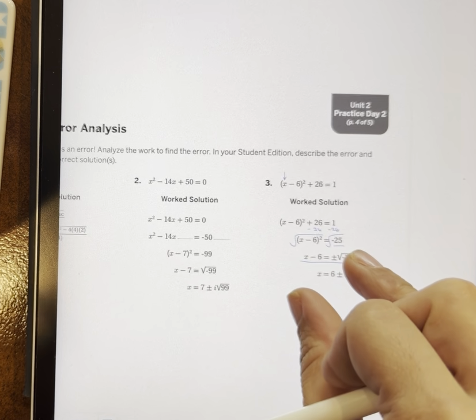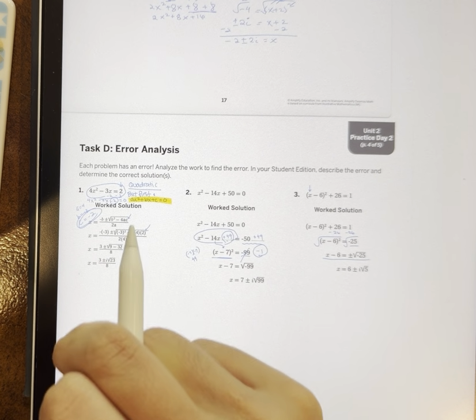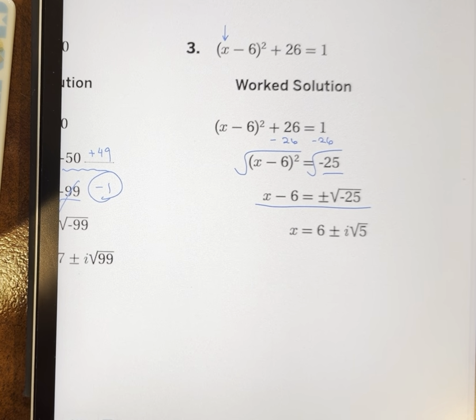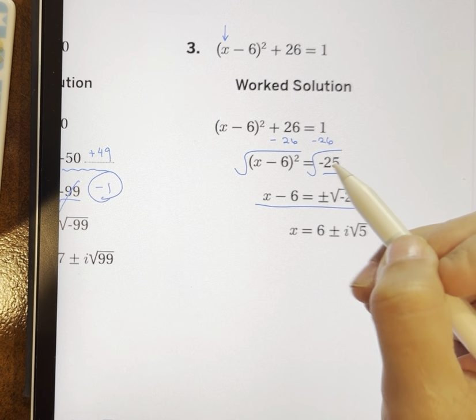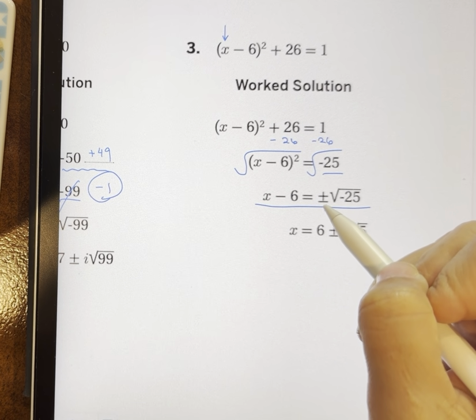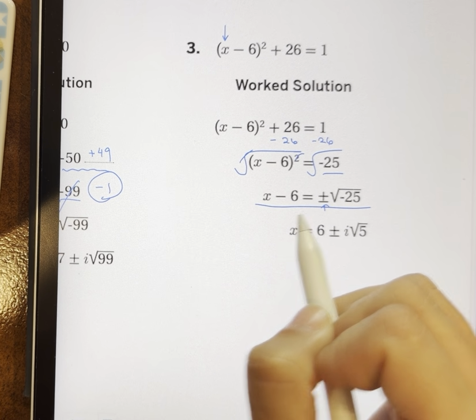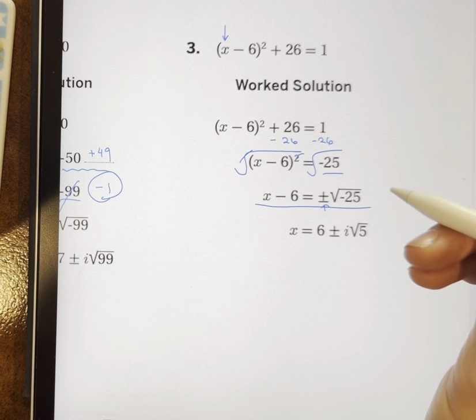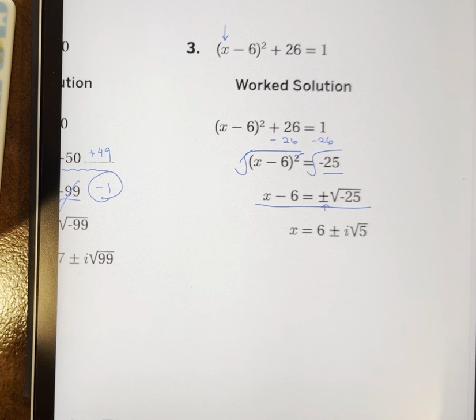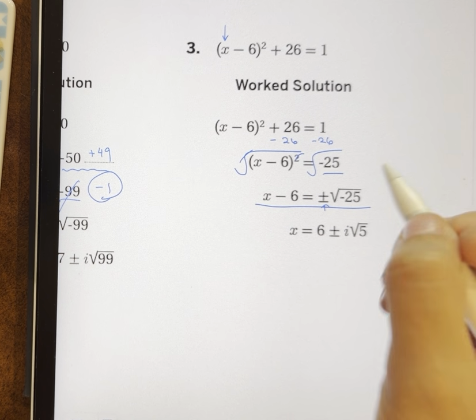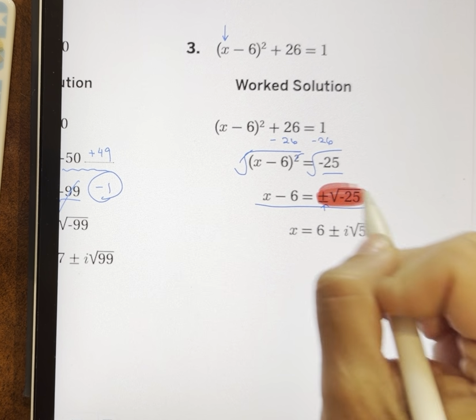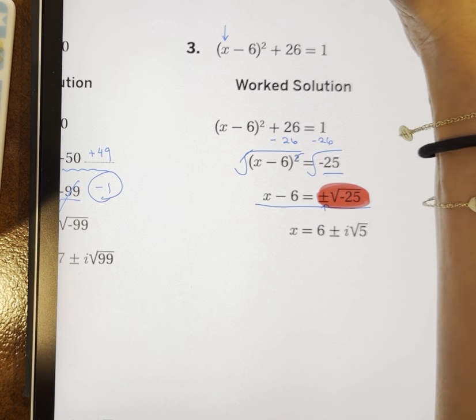Wait, is there always an error? Each problem has an error. Ooh, then I missed an error somewhere. 1 minus 26 is negative 25. Then they square root both sides. They have their plus or minus. This cancels. Then they get this. Oh, I see the error. Silly me. Okay. This is actually such a common error for you guys. Let's read it up. All right.